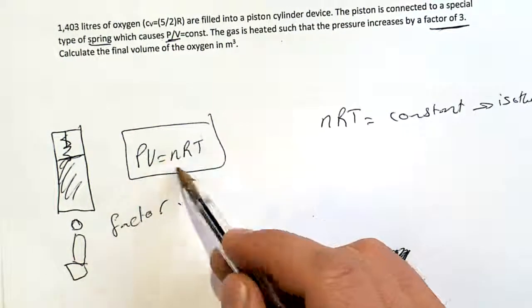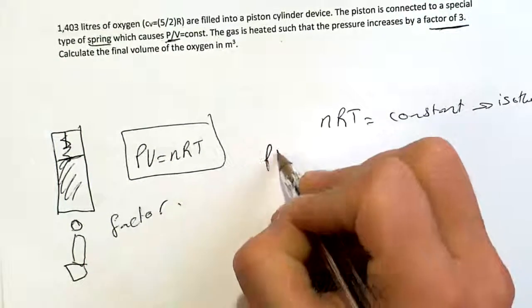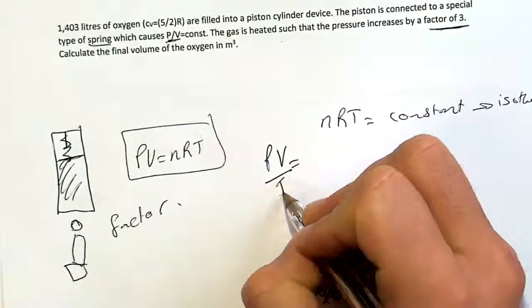So PV equals nRT, and your nR is constant. So it's PV over T equals a constant.